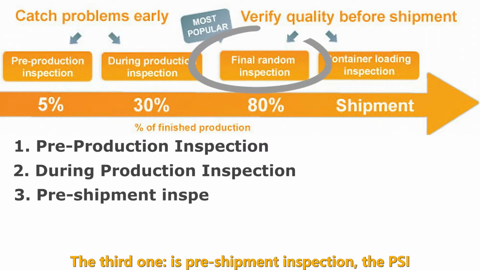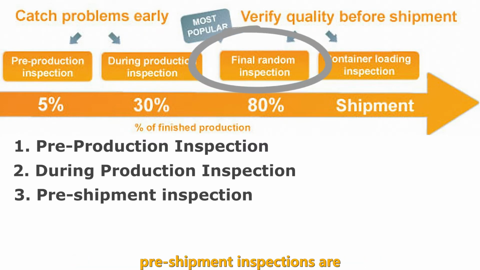The third one is pre-shipment inspection, the PSI. Pre-shipment inspections are an important step in the quality control process and the method for checking the quality of goods before they are shipped. PSI ensures that production complies with the specifications of the buyer. This inspection process is conducted on finished products when at least 80% of the order has been packed for shipping. Random samples are selected and inspected for defects against the relevant standards and procedures.